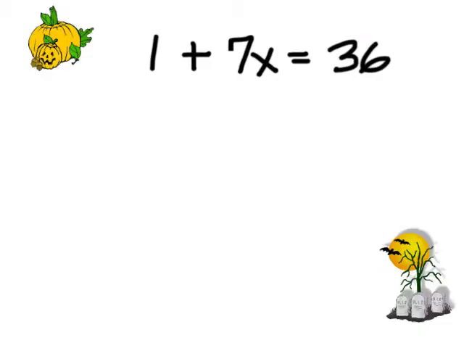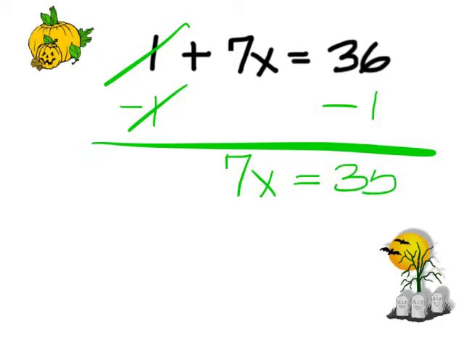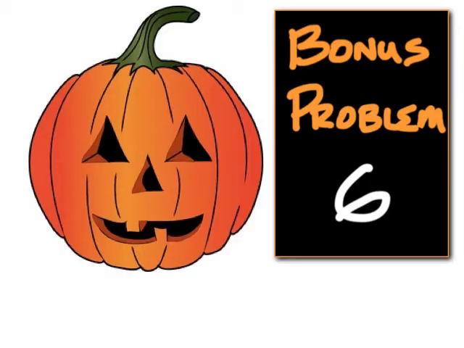Practice problem number 6. Subtract 1 from both sides. These cancel. 7x equals 35. Divide both sides by 7, and you get an answer of 5.